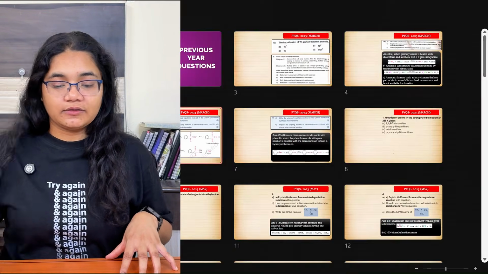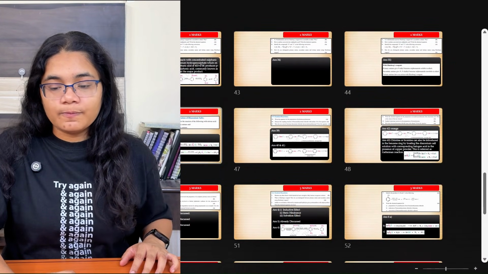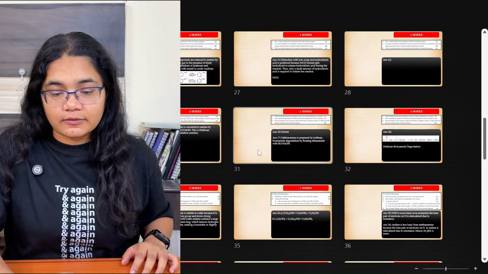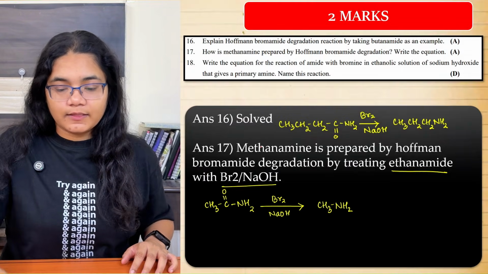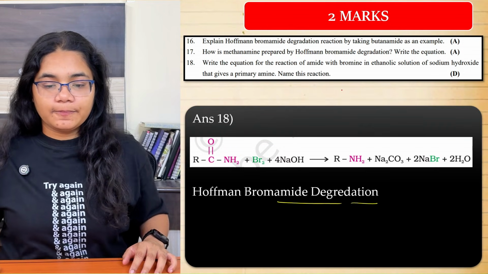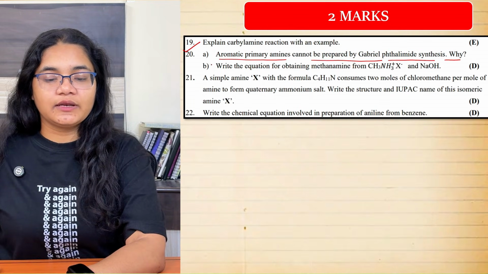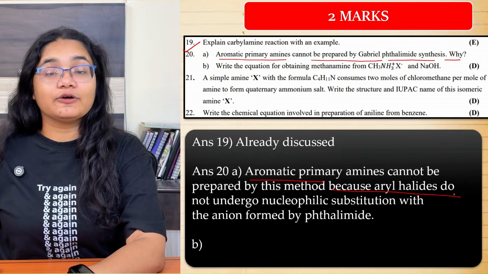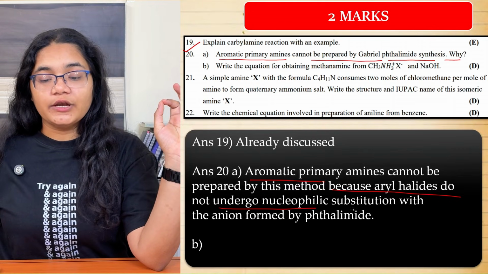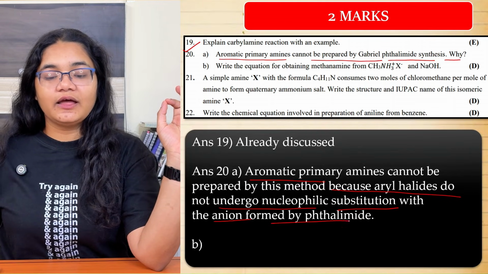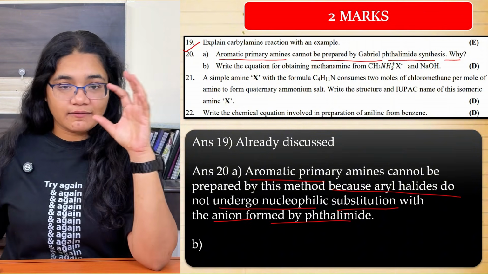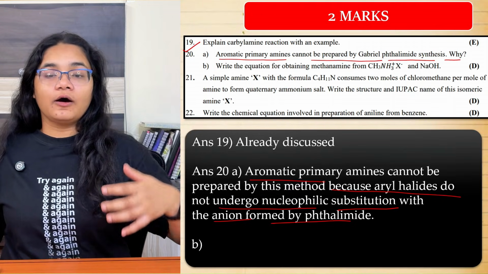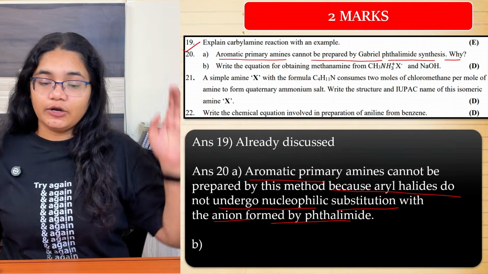Okay, so now let's go back to our question. Just a minute, let me open this one. Yes, I think the next question was this one, question number 20a. Aromatic primary amines cannot be prepared by this method because aryl halides do not undergo nucleophilic substitution reaction with the anion formed by phthalimide. Whatever anion is formed, that cannot attack the haloarene to give you a salt. So that is why this reaction will not take place.